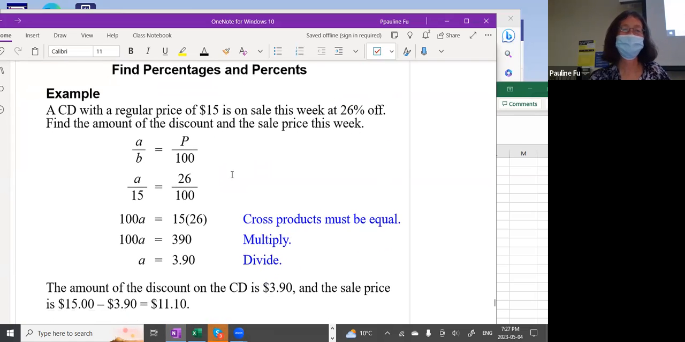Another example: a CD with a regular price of $15 is on sale this week at 26% off. Find the amount of discount and the sale price. This is a very common question. If you go to Eaton Center, lots of this stuff, 15% off, 20% off. It is very common in retail stores.